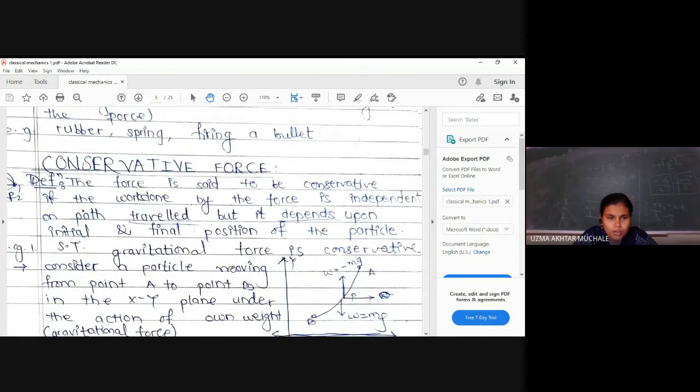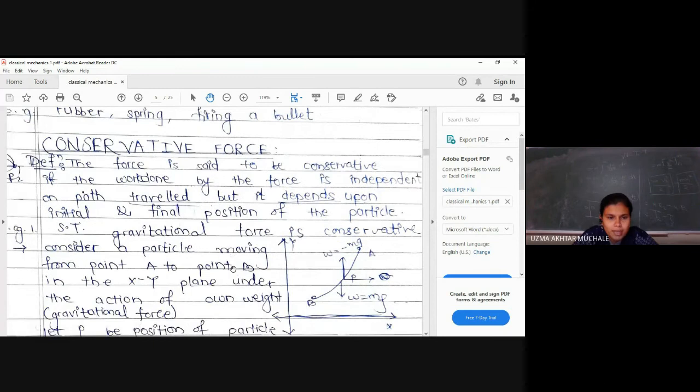Now let us go for the next one. For that, first see the definition. The force is said to be conservative. In the last lecture I told you, conservative means the work done by the force is independent of the path travelled, but it depends on the initial and the final position. Just like our displacement and the distance.